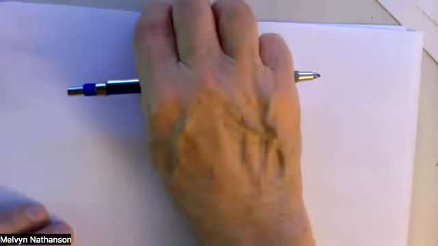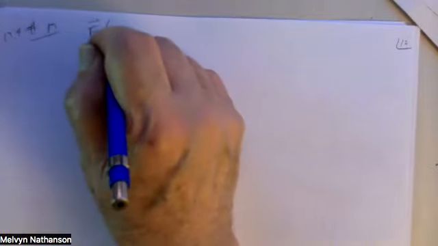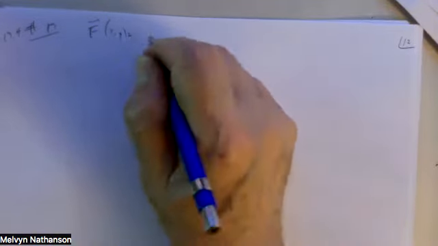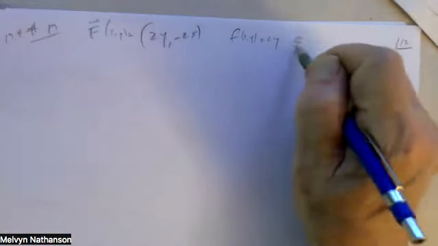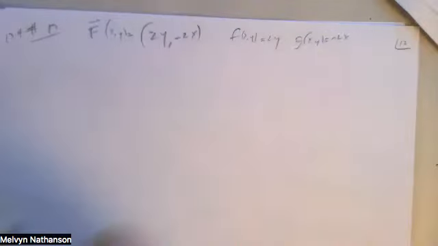Let's look at some more examples. Go to section 17.4. Number 17. We have the vector field F equal to 2y, minus 2x. So the first coordinate is 2y. The second coordinate is minus 2x.